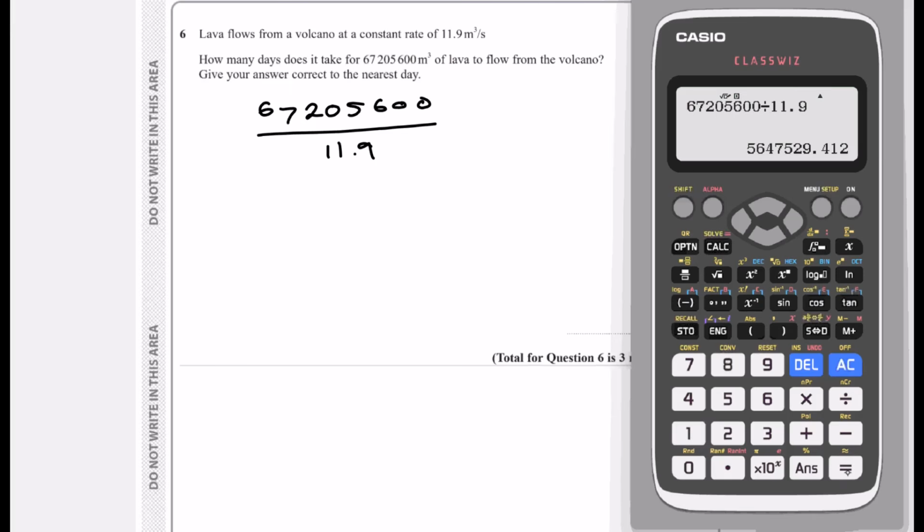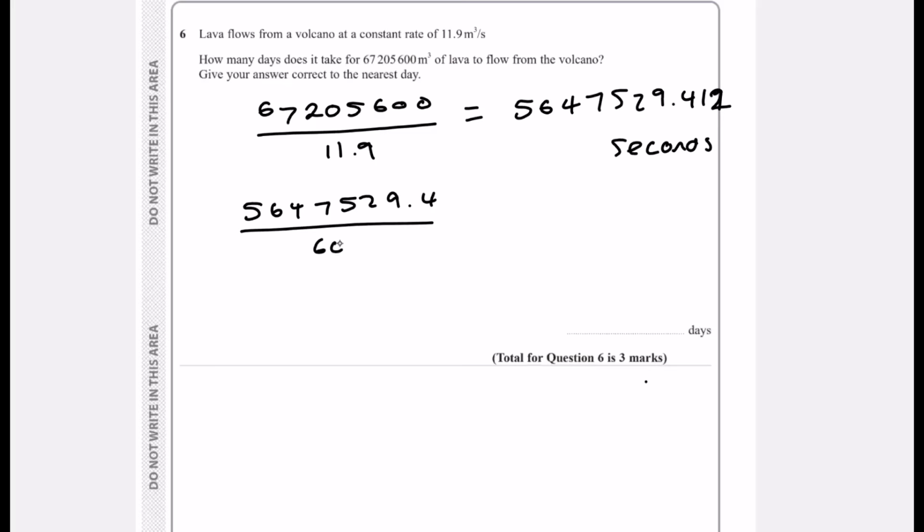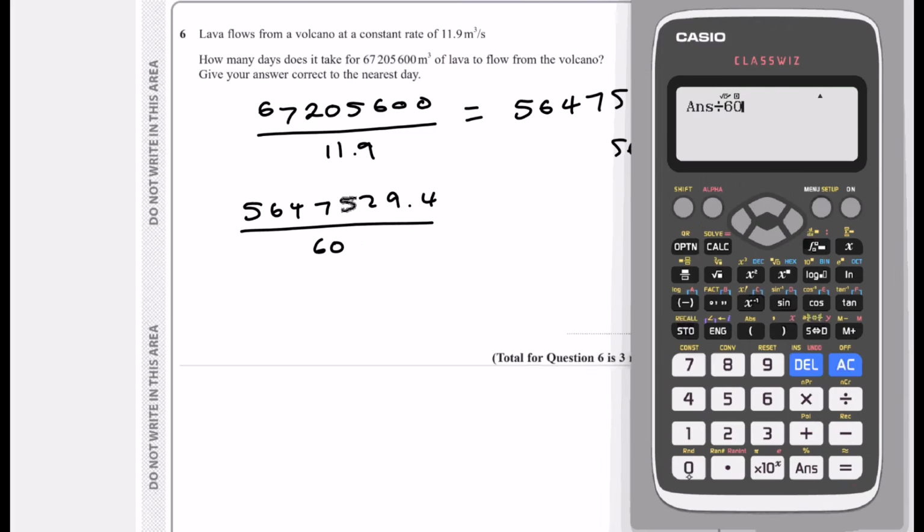So we've got 5,647,529. So that is our seconds. That's how many seconds it takes. So if I want to change that into minutes, I'm going to divide it by 60. So I'm going to get my number of seconds, divide it by 60, using the whole number in the calculator. Don't round it too soon.